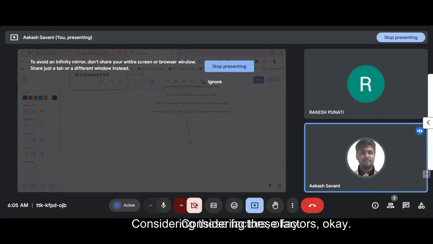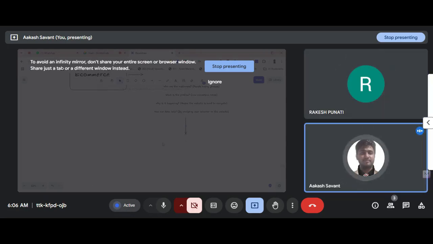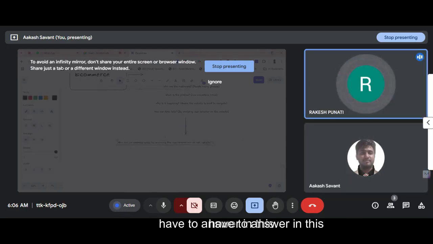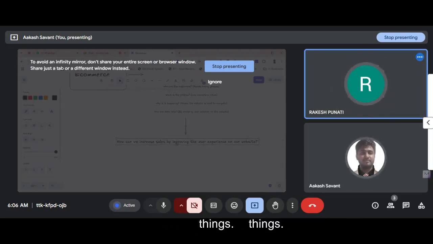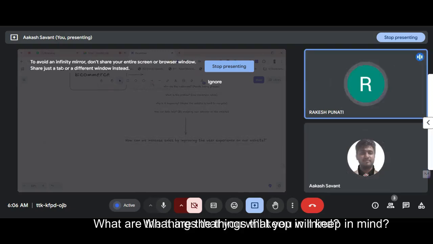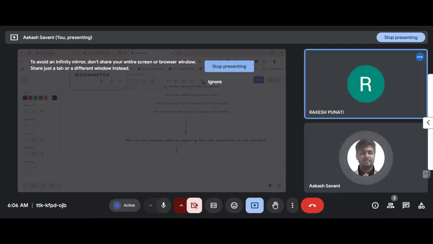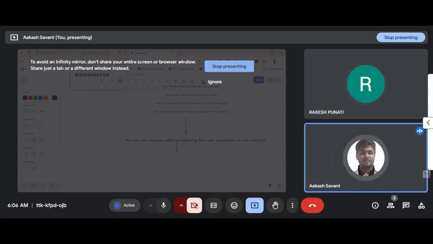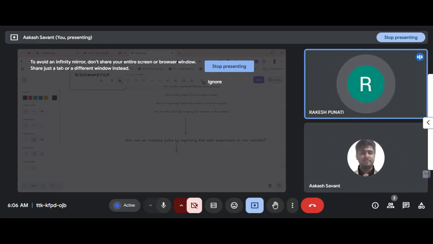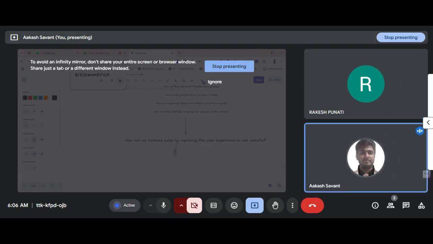Okay, so finally we can frame the problem statement. It should go something like this: how can we increase the sales by improving the user experience on our website, or app, or web app, or mobile app, or whatever, adding some features maybe to attract the customers. So this was all about the lens card e-commerce part you can think of.